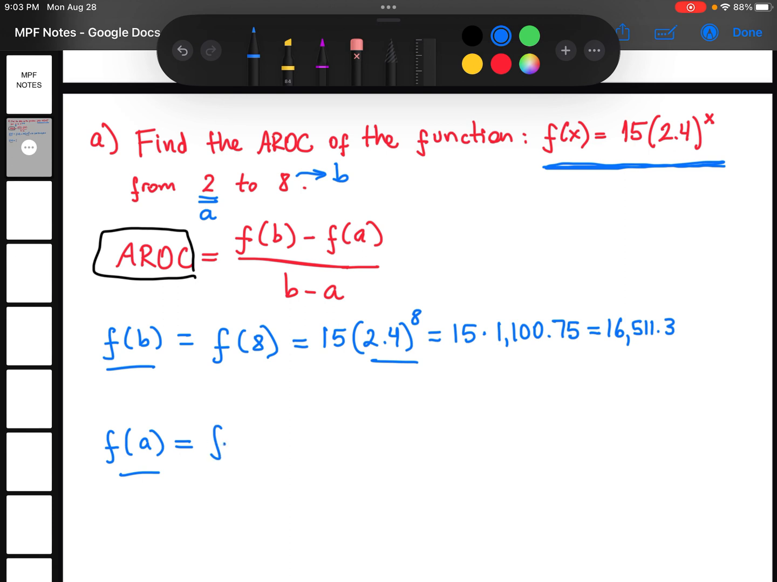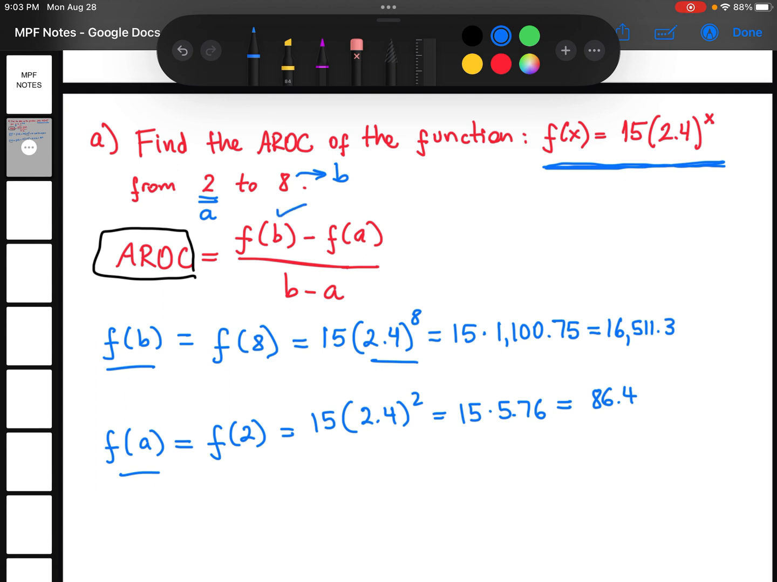f of a is pretty much evaluating the function when a is 2. And again, we just substitute: 15 times 2.4 squared in this case. So 2.4 squared, you get 5.76, so 15 times 5.76, and then you just do that multiplication. You will get 86.4.